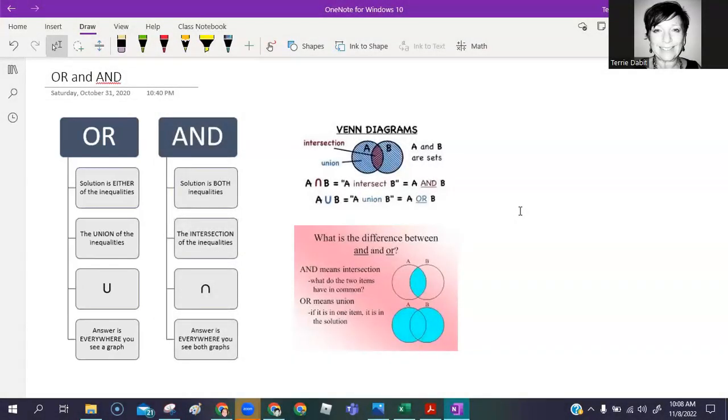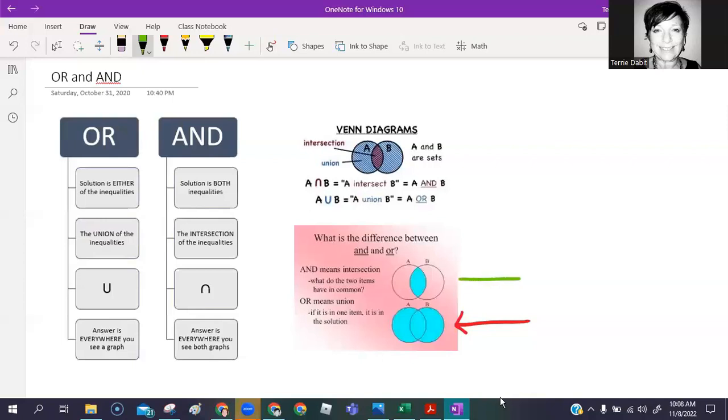And if you'll see in the pink section, if we pick or, then that means you're graphing the entire thing, everything that would work in either of your inequalities. Okay, if we pick and, the solution has to be in both. It can't be only in A, it can't be only in B, it's got to be in both.